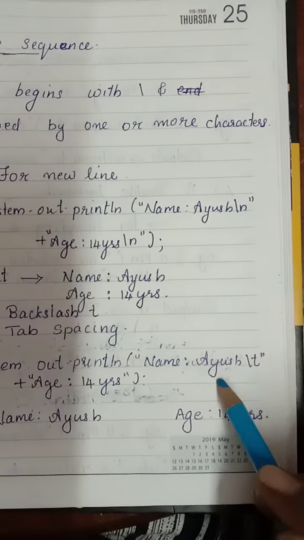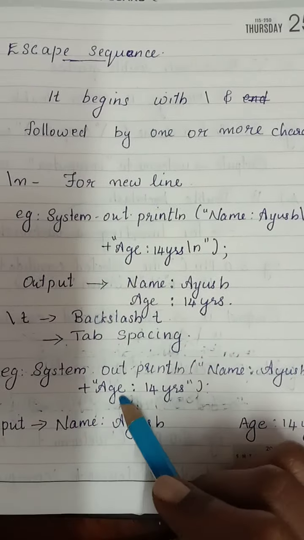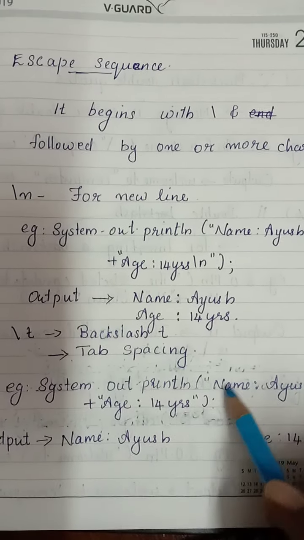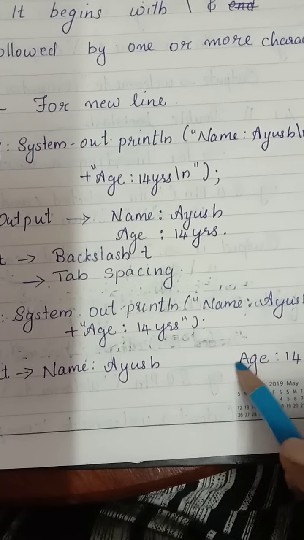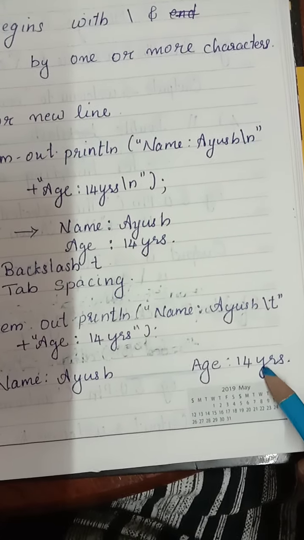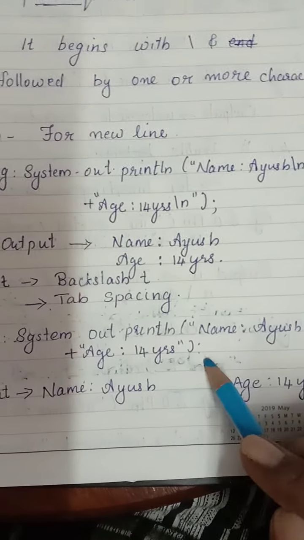System.out.println name Ayush slash t plus age 14 years. This will display like this. Output: name Ayush, then some spaces here and age 14 years. I think you understood this.